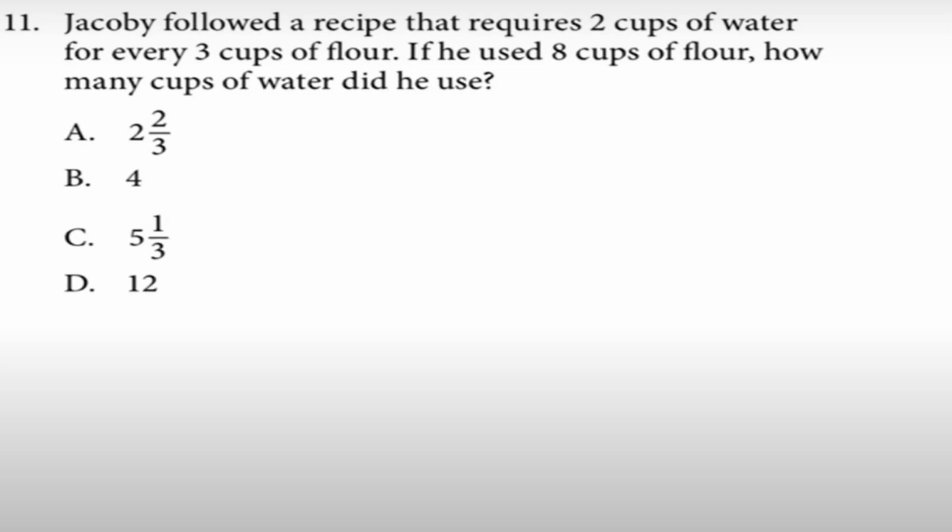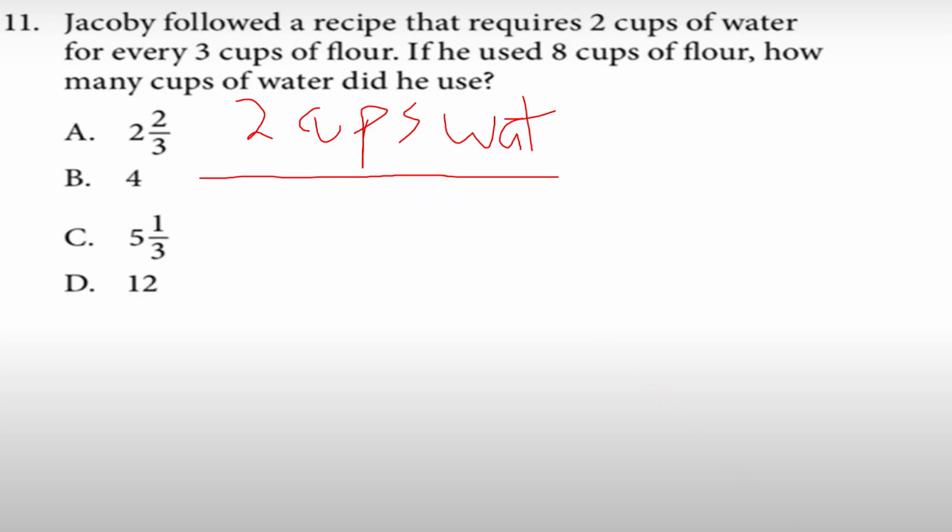So again, remember, proportion is pretty much a fraction, 2 fractions that equal each other. So let's get our first fraction set up. It says 2 cups of water, so I'm going to write 2 cups water. And that's 2 cups of water for every 3 cups of flour. So 3 cups, and I'm just abbreviating these.